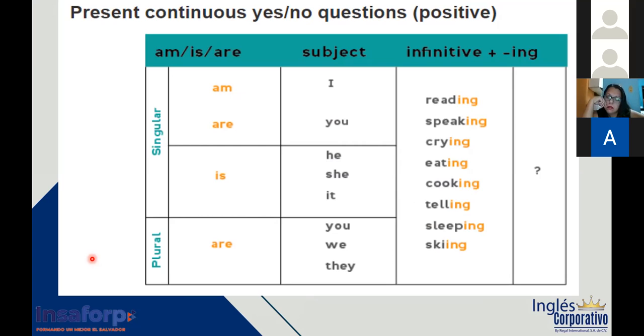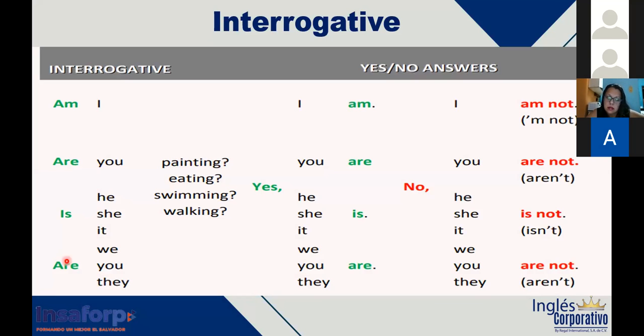So far, so good? Okay, so that was a yes for me. So let's move on. And here we have some other examples, more clear, more detailed. Sí, un poco más detallados. Aquí tenemos todas las respuestas que le podemos dar a todas estas preguntas. For example, if I have, am I painting? Yes, you are. No, you are not, or you aren't. If someone asks you, are you painting?